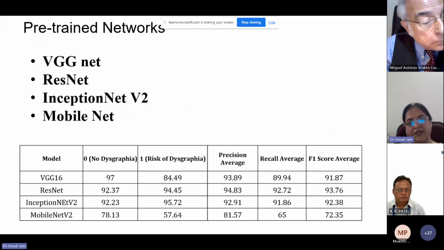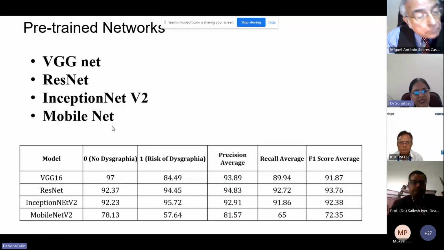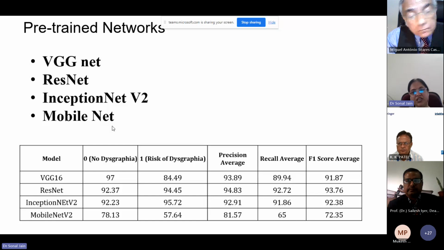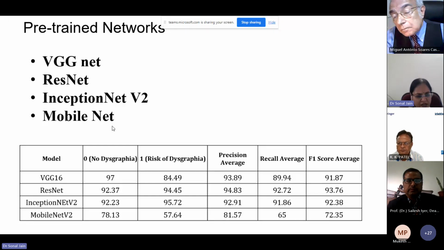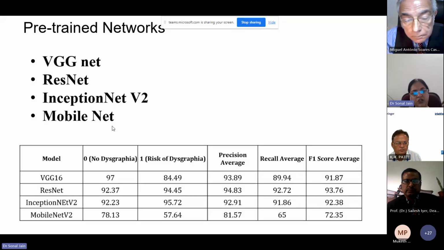The pre-trained networks which we have explored are VGGNet 16 and 19 both, ResNet, InceptionNet, and MobileNet. The results are on the screen, where VGGNet outperformed with 91.87, and InceptionNet also gave us a good result, like 92. Residual net, of course, 93, and MobileNet could not deliver a good result, 72%.